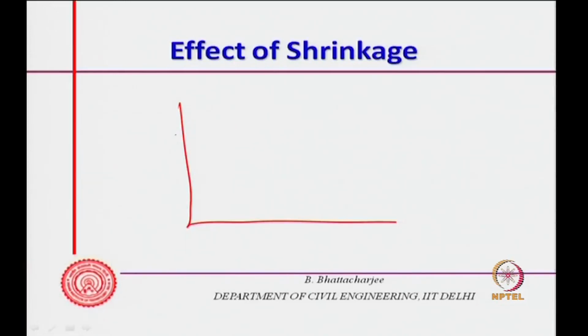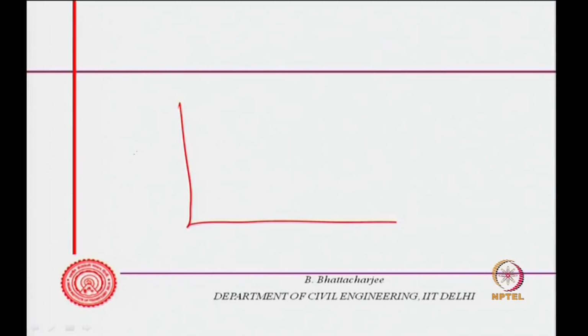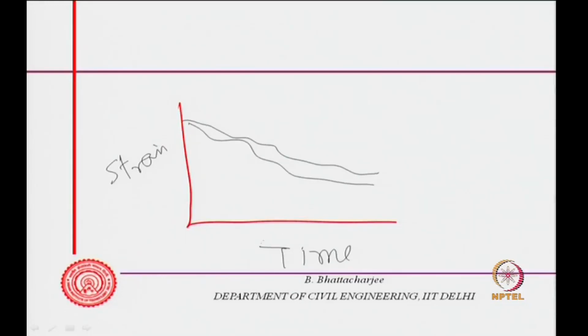Essentially, the figure would be something like this, before this effect of shrinkage. You plot the shrinkage strain with time for the ring test, and it will vary for different conditions. Time can be in terms of hours or days, as much as you want to measure, and these strains can be related to shrinkage.